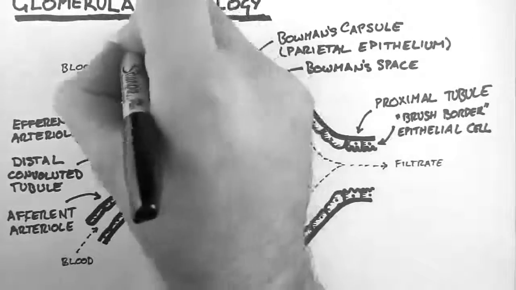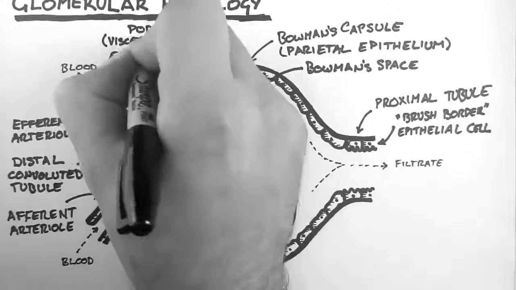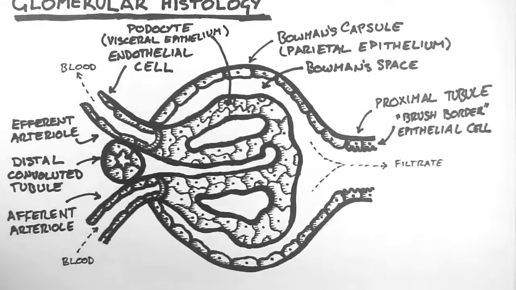And here, covering the capillaries, we have a cell called the podocyte. It's called a podocyte because it has feet, and pod means foot in Greek. And these are also a type of epithelium. We call these visceral epithelium. We'll talk more about them later in this tutorial.